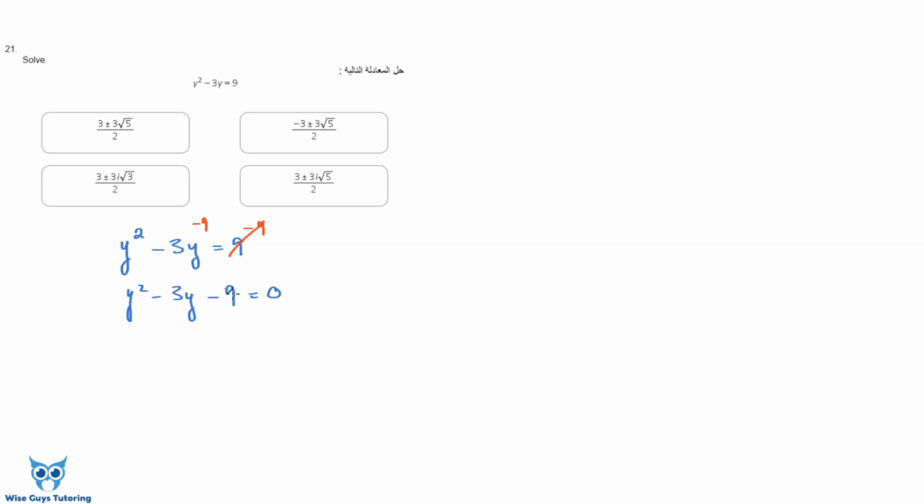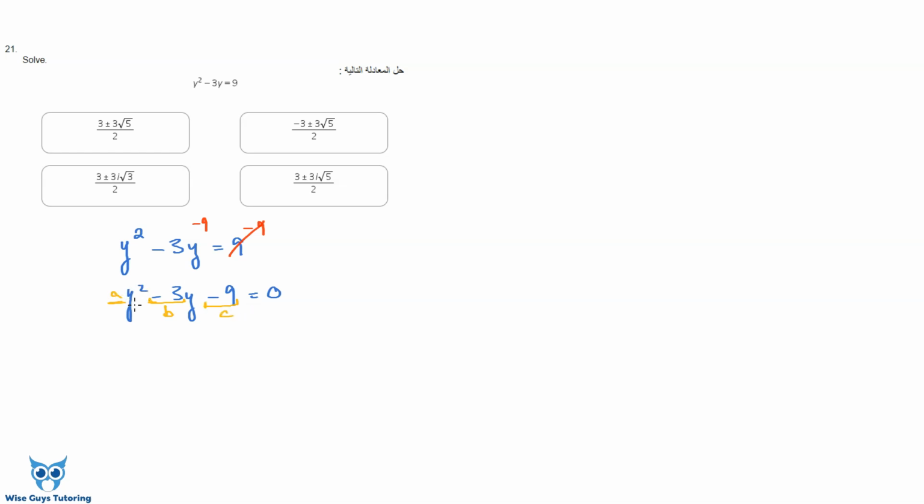And now it's in what we call the standard form. And the standard form has three distinct coefficients. The multiplier of y squared is called a. This multiplier here is called b. And this constant we call c.